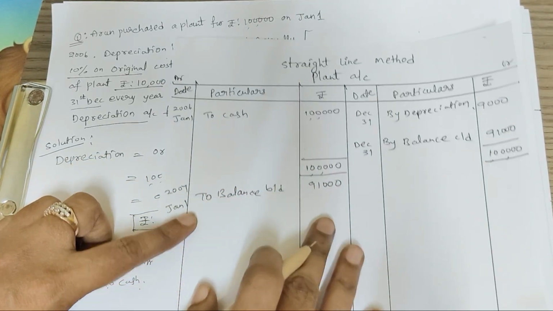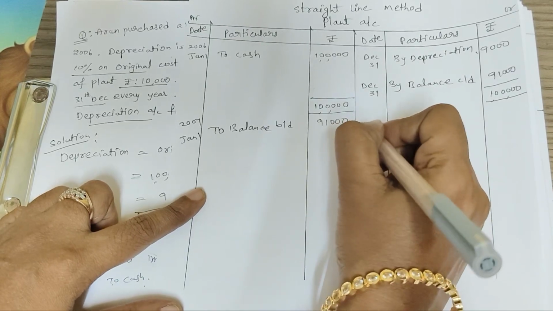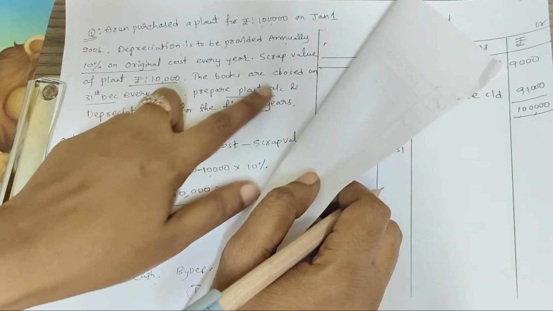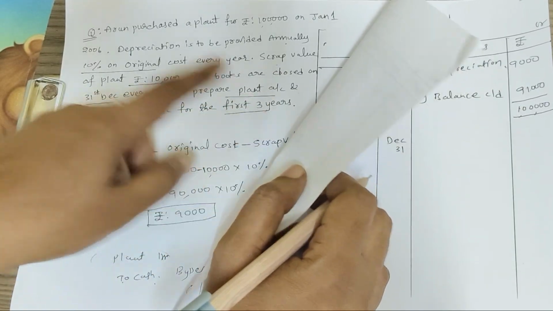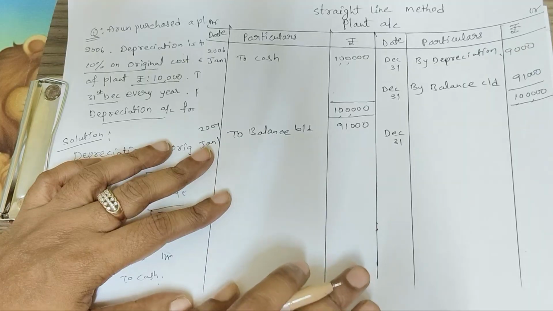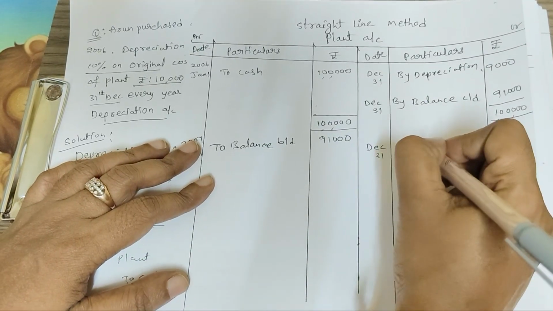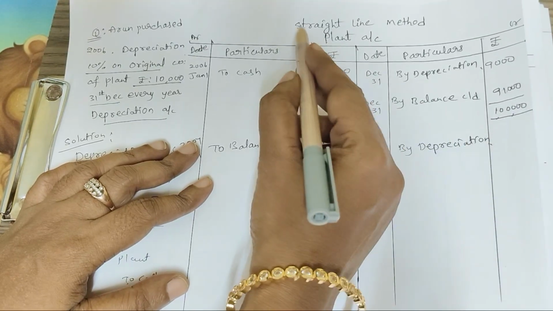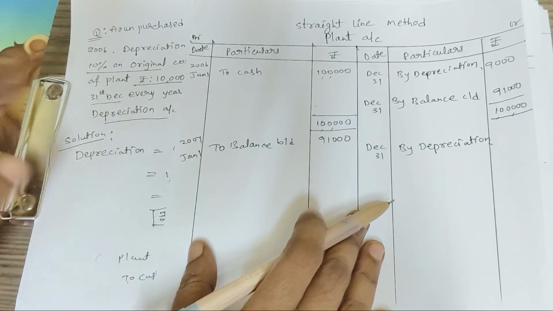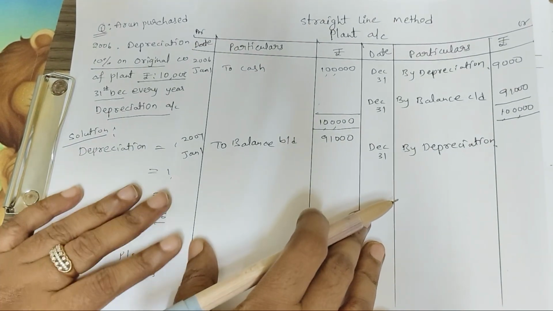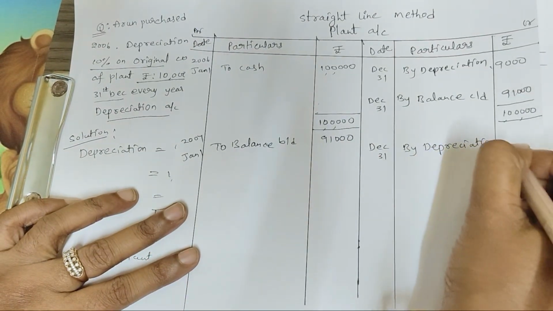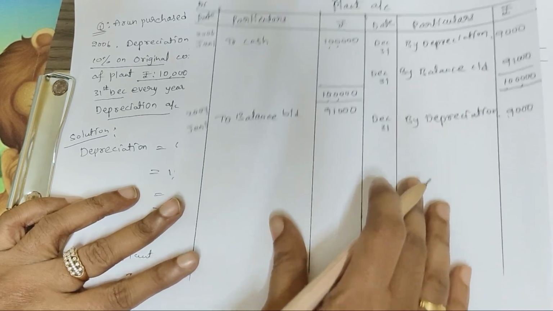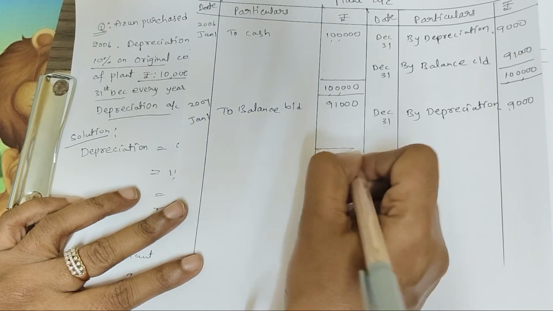Remember it. After that, again we need to provide depreciation, because they are asking to prepare plant account and depreciation account for the first 3 years. For 3 years, you need to provide the depreciation. So here I'm writing same depreciation. Which method is it? Straight line method. If it is straight line method, a depreciation amount is fixed for all years. So I'm taking here 9,000, same value. Then again, do the balance.